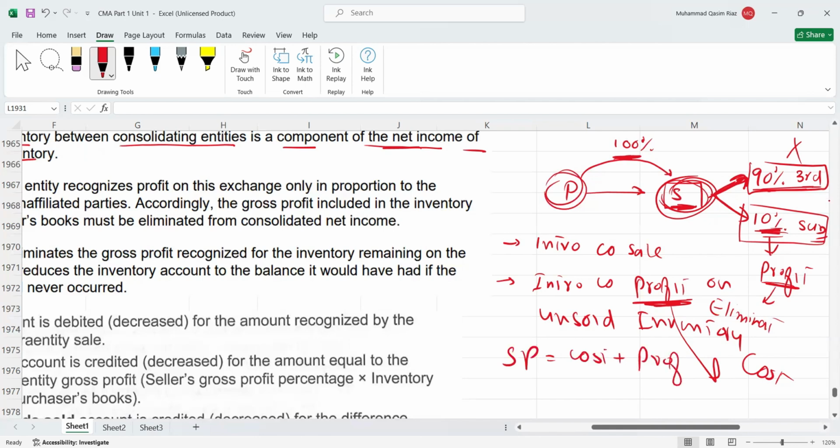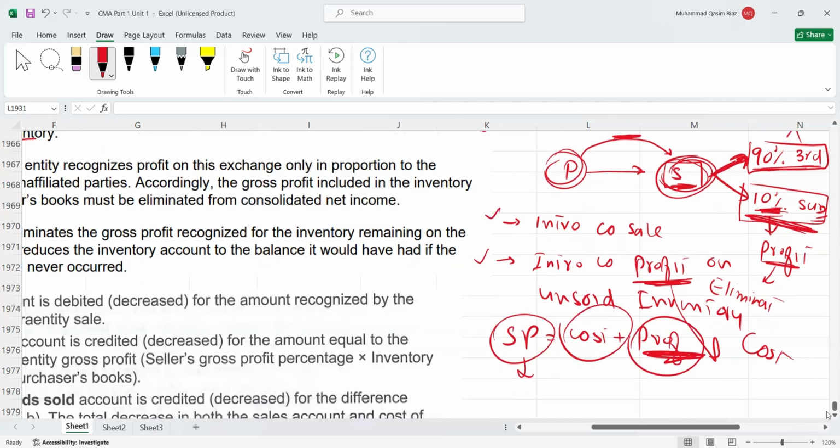So far in the subsidiary's books, this 10% is on the sale price. If I eliminate the portion of profit, automatically I will bring inventory at cost. So this is the first thing. First I will cancel the intra-company sale. Then I will cancel the intra-company profit on unsold inventory, which is held by the purchaser. And then third, I will eliminate intra-company cost of goods sold. Okay, so in this scenario, but there is another scenario.